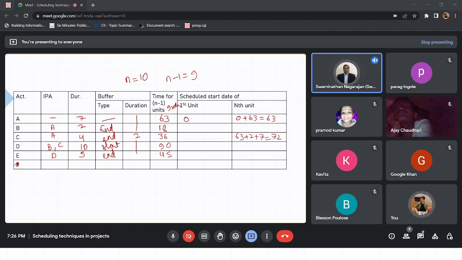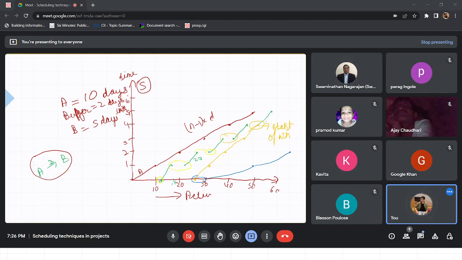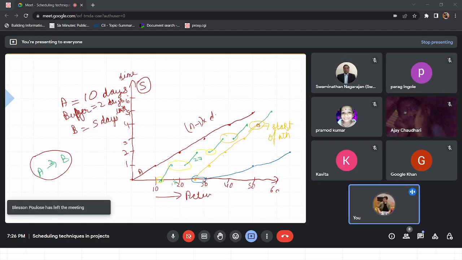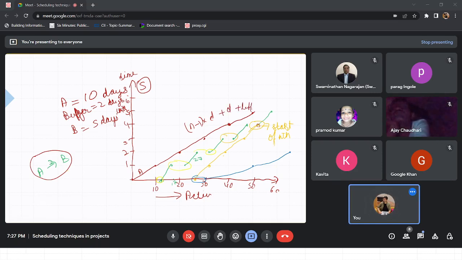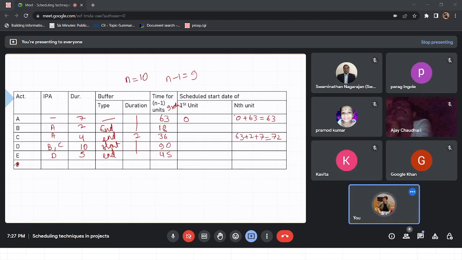Yeah. We will go back to the graph. Like we'll talk in terms of activity B. When can last unit of activity B start? n-1 D we are coming here plus D plus buffer is when we can start. So same thing, like 63 plus, I'll write in the same order.